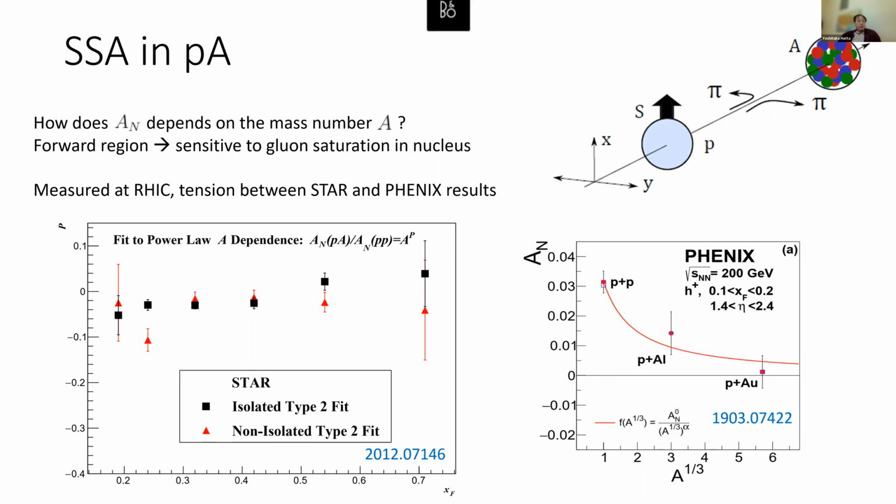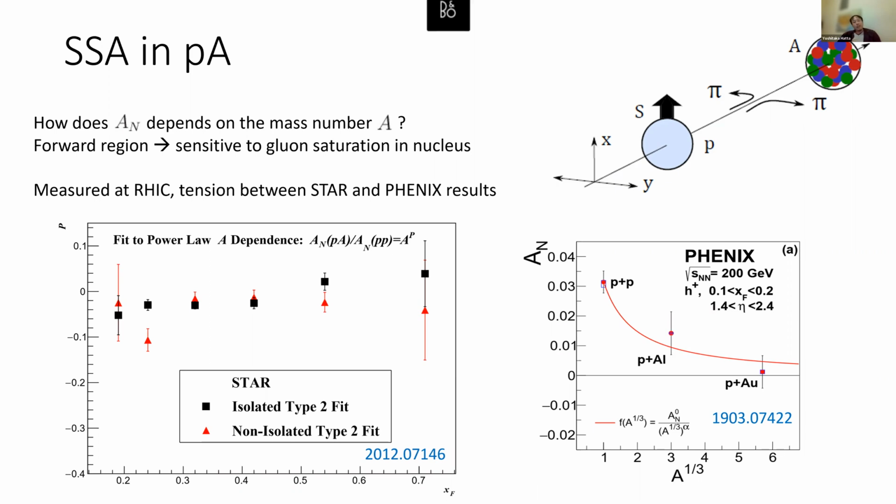There has been a measurement at RHIC, by both the STAR and PHENIX collaborations, and there is actually a tension between these two results. The PHENIX collaboration finds that this A_N goes like A to the minus 1/3. You can see this is pp, p-aluminum, and p-gold, plotted as a function of A to the 1/3. So you can see there's a big A dependence.